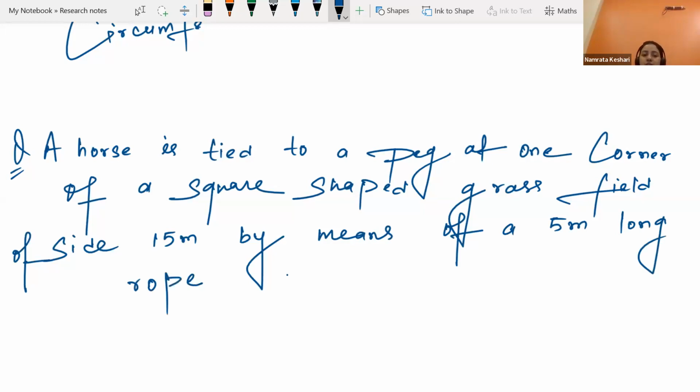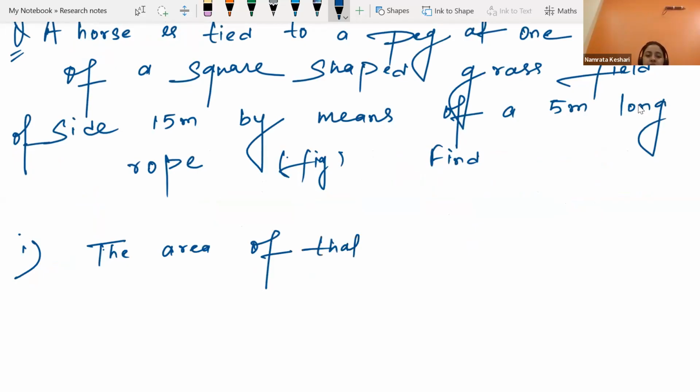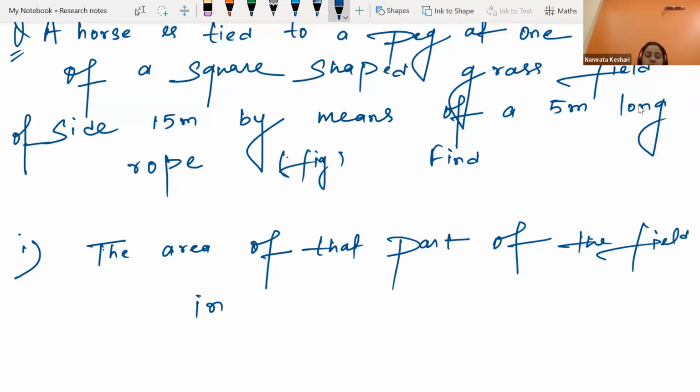The figure is already given in the book, so this is the figure. We have to find the area of that part of the field in which the horse can reach.